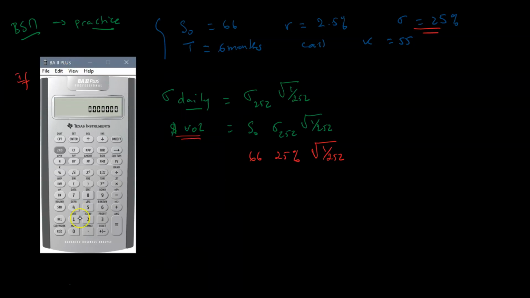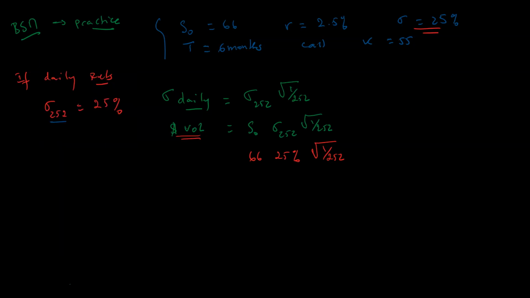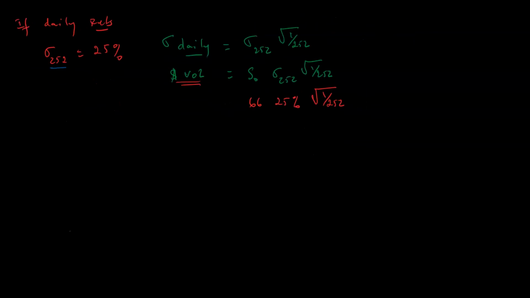So we're going to do 1 over 252, equal. We do the square root of that, we multiply that by 0.25, and we multiply that by 66. That gives us $1.04, and so our daily volatility in dollars will be approximately equal to $1.04. That would be our daily volatility here.